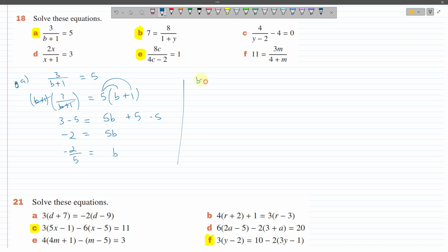Same over here, b, 7 is equal to 8 over 1 plus y. Multiply every term on both sides by 1 plus y.